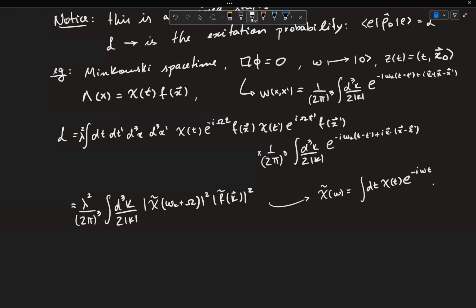Okay, nice. So now we can see a couple of things. First of all, notice that this thing is always going to be positive, right? So it's going to be larger than or equal to 0 in Minkowski spacetime.